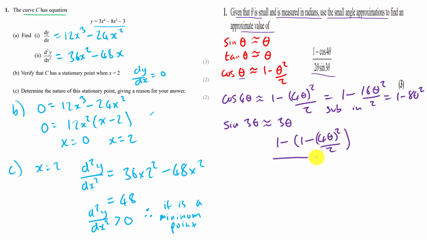All over 2 theta times 3 theta. Now we know 1 minus 1 cancels out, and the minus and the minus is going to be a positive, so we're going to get left with 8 theta squared over 6 theta squared. So that simplifies to 8 over 6 and then 4 over 3. That's really an easy 3 marks if you remember the small angle approximations.